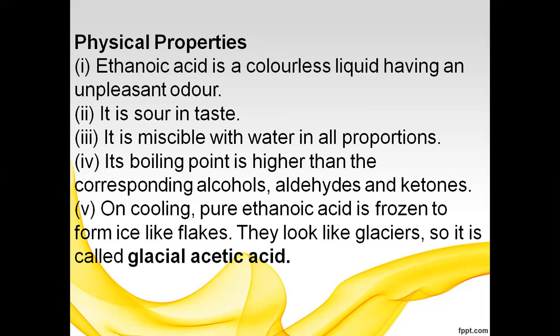It looks like flakes, so it is called glacial acetic acid. Glacier means snow-covered regions; when we freeze ethanoic acid, it looks like the Himalayas, so we call it glacial acetic acid. Okay, so these are the physical properties of ethanoic acid.